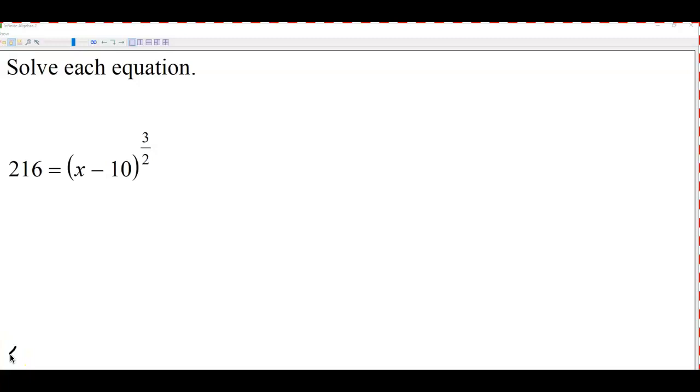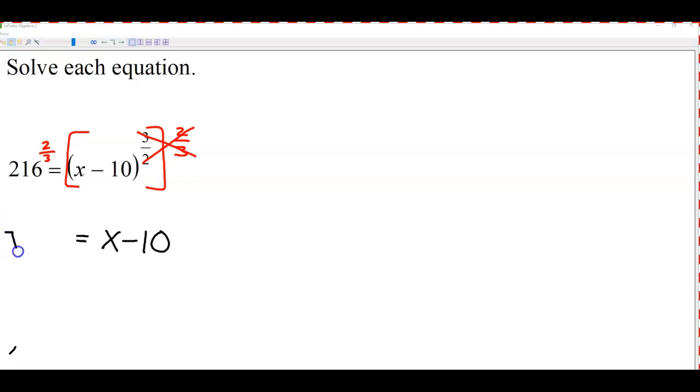So what I'm going to do is start by getting rid of the power like I have on all the other problems. So we're going to put some brackets here, and I'm going to raise it to the reciprocal power. So that's 2/3. So let's start off with that. And so on the right side here, those cancel out, and I'm left with x minus 10. And on the left side, I have 216 to the 2/3 power.